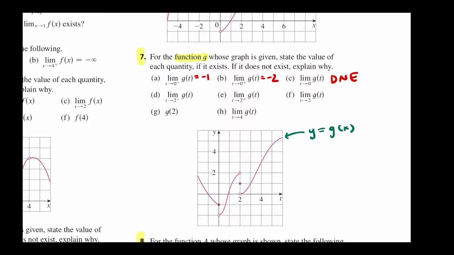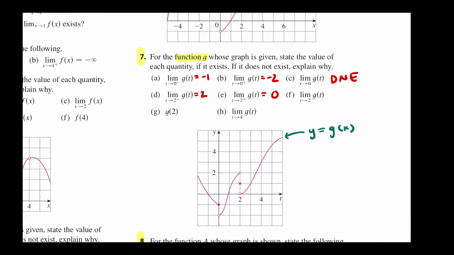Let's try another one. Let's go to -2, or sorry, +2, but we're going from the left. So +2 from the left, right? This is the value t equals +2. Looks like on the left, we're approaching 2. And if we go in from the right, we're going from the right, looks like we're hitting 0. This is equal to 0.